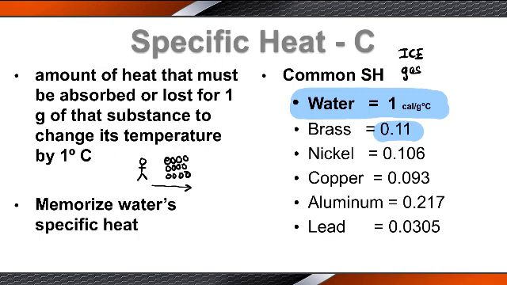All right, so specific heat. We need to know what that is. Now, the variable for it is going to be C. Our unit for it is going to be calories, right? Remember energy, right? Kinetic energy per gram Celsius degree.